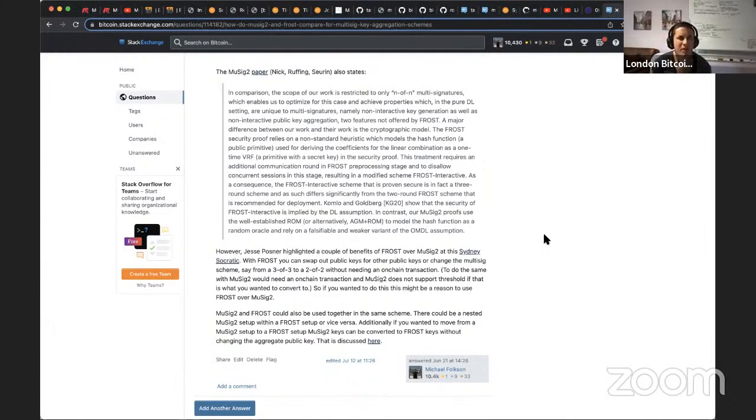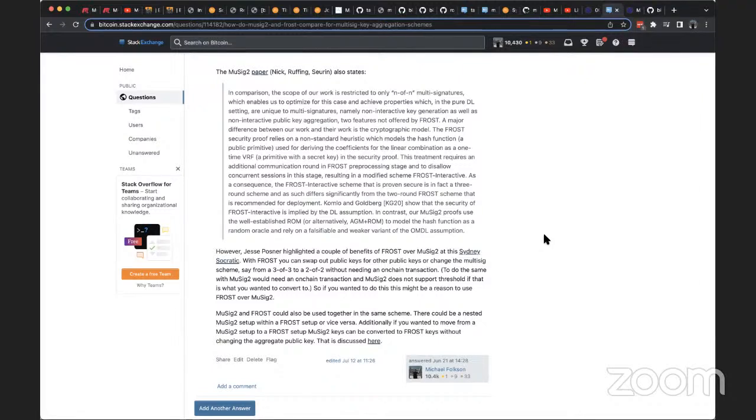A couple of things I wanted to confirm with you guys. Jesse Posner, who's working on the FROST implementation in libsecp256k1-zkp, said a couple of things. I just wanted to confirm that this is true. I think he was a bit unsure when he said them. With FROST, you can swap out public keys for other public keys without having an on-chain transaction. And you could also change, say, from a 2-of-3 to a 3-of-5, again without an on-chain transaction. So there's a lot of flexibility in moving the off-chain protocol around and making changes to it without needing an on-chain transaction, which seems very flexible, certainly when you compare it to MuSig2. The only way you can change the multi-sig arrangement for MuSig2 would be to have an on-chain transaction, right?